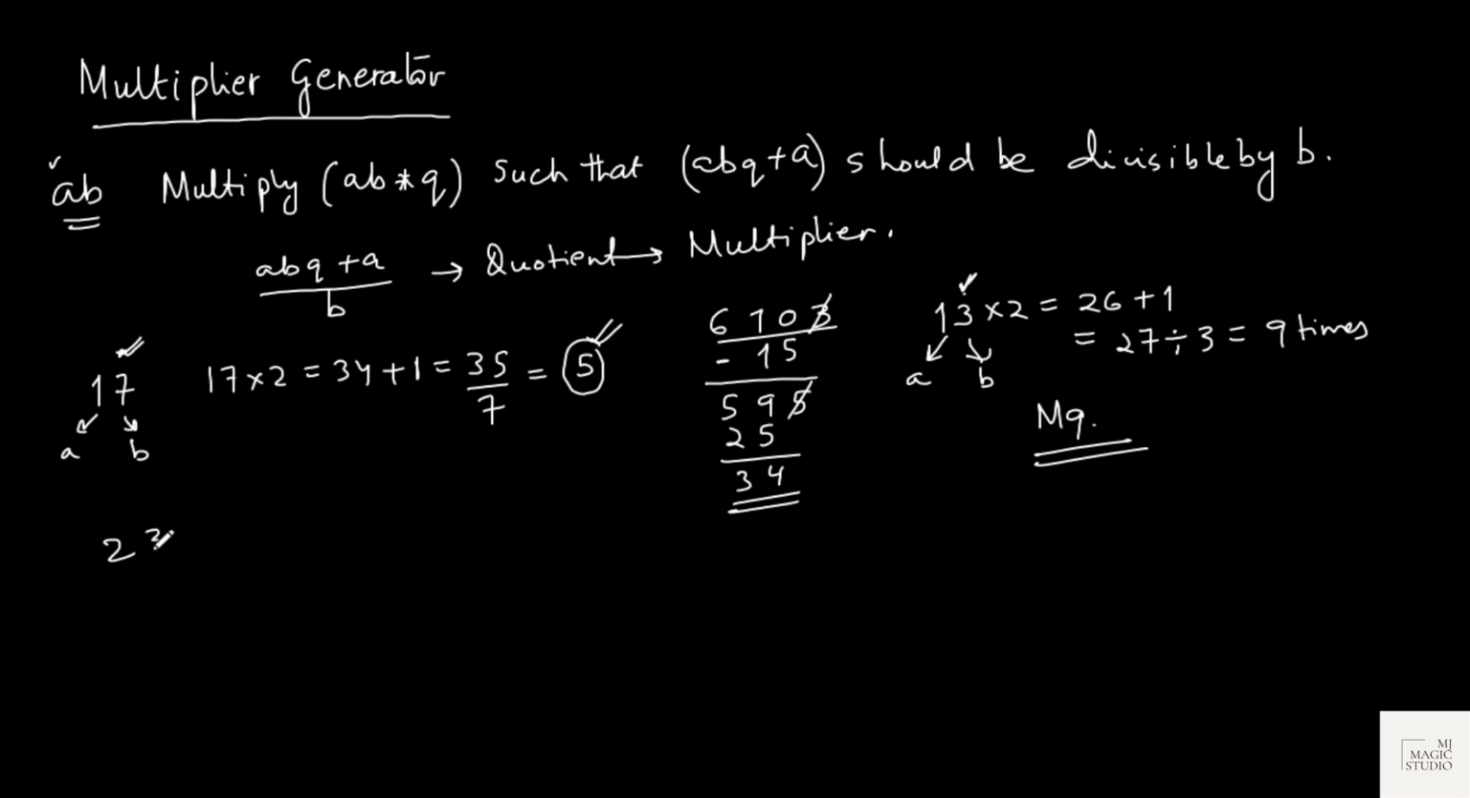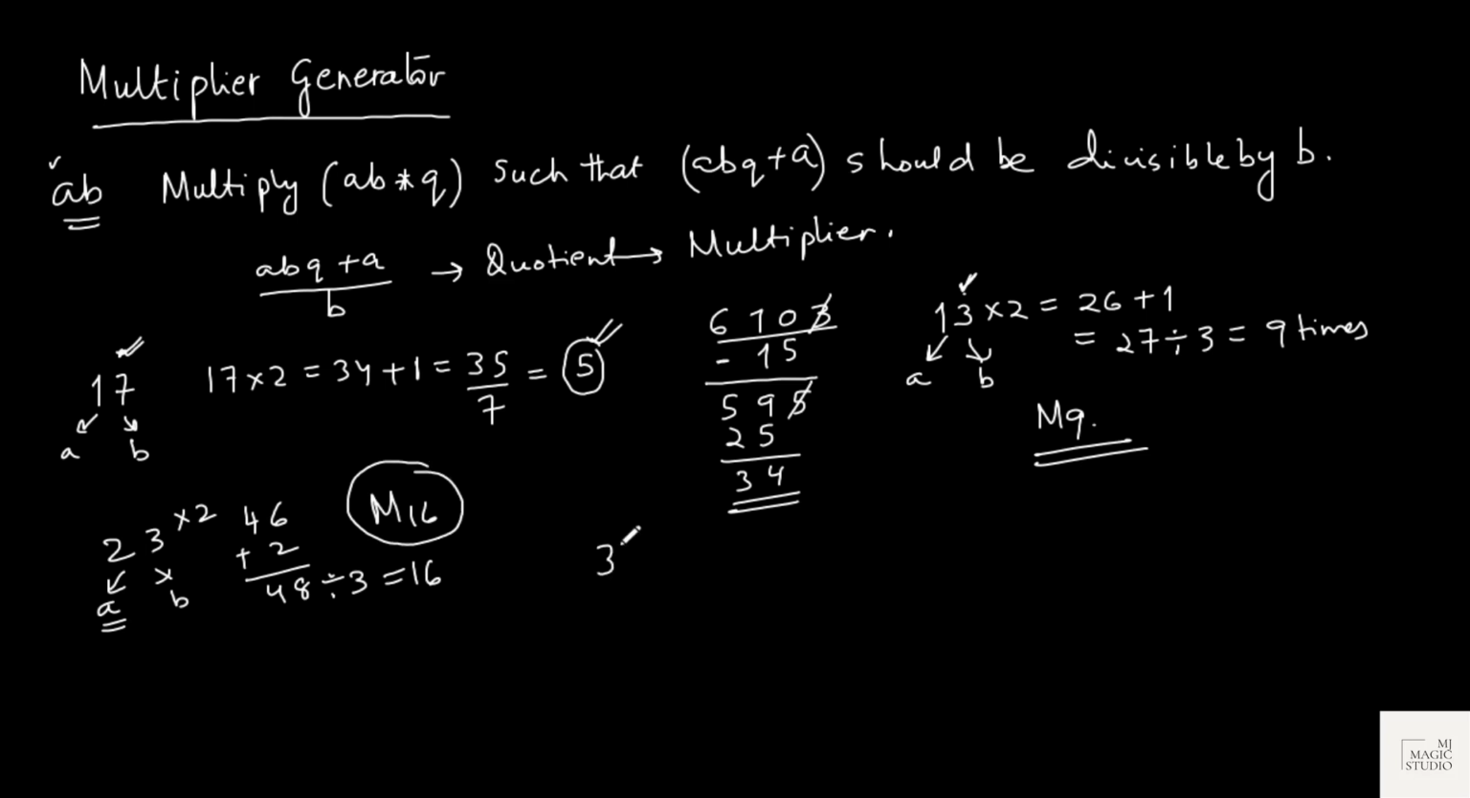Let's check for 23. This is A and this is B. Multiply 23 with something such that after multiplying, we add A, which is 2. Okay, so the rule is 23 into 2 gives 46. I need to add A, which is 2, it becomes 48, and bingo. Is 48 divisible by 3? Yes, 48 is divisible by 3. How many times? 16 times. That means the rule for 23 is M16.